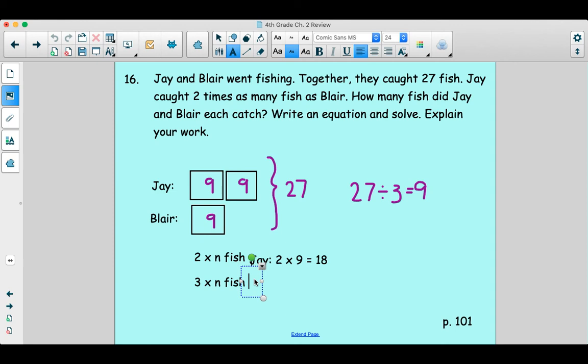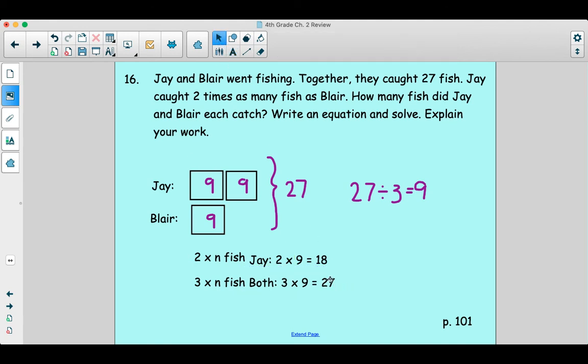And for Blair, he caught 9, right? So all together, sorry, this 3 times N fish is all together. So both, 3 times 9 equals 27. And then Blair would just be the 9. We already can see that, right?